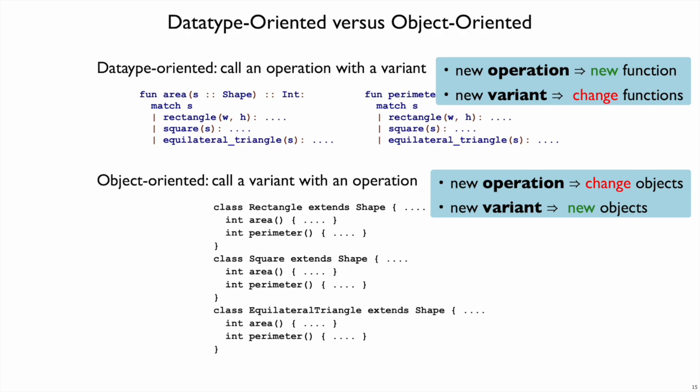For example, Shplait offers type definitions and match, so it makes data type-oriented programming easier. But we can make our way to object-oriented programming and eventually look at what a more object-oriented language would look like.